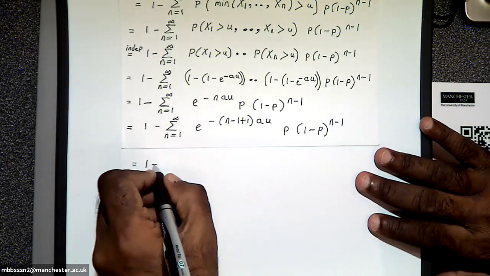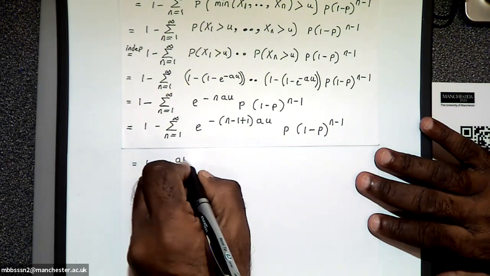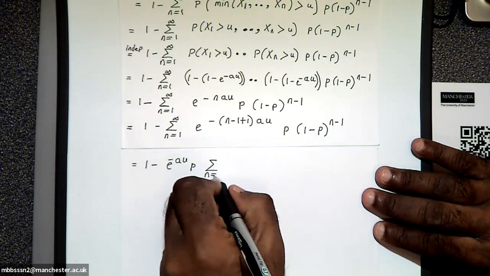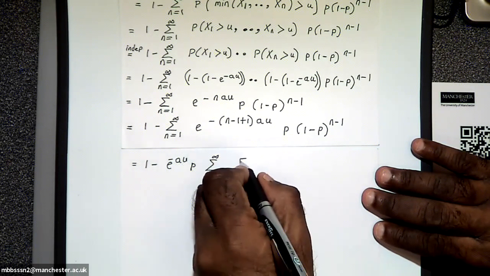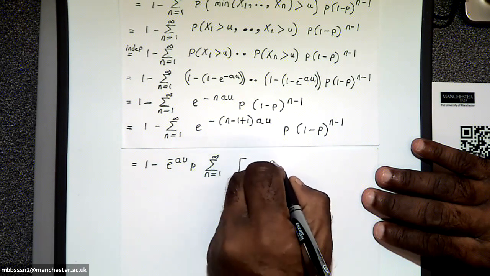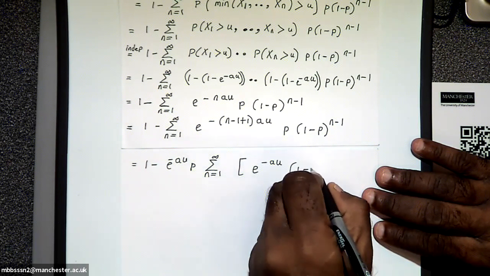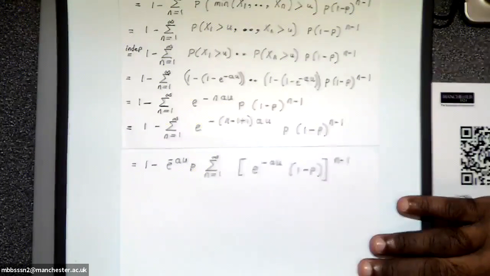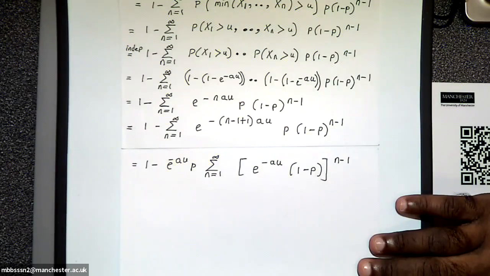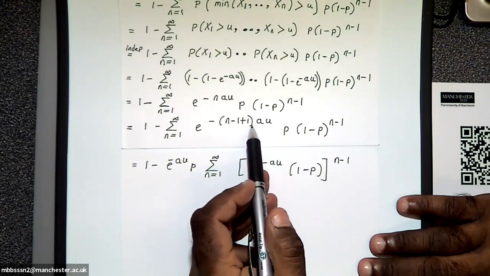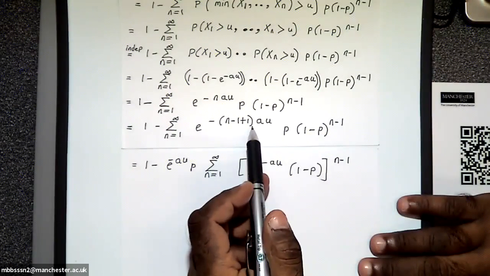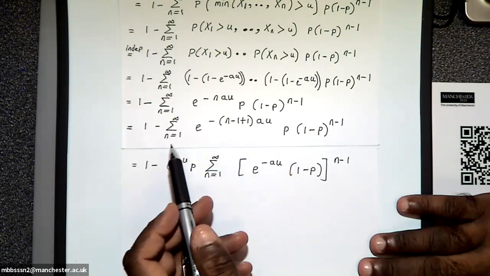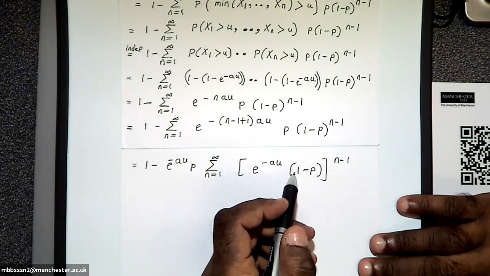this to be equal to 1 minus e to the aU times p. Then in brackets, you have, you see what I've done. There are 3 terms here. I've taken the last term outside of the summation, and also I've taken the p outside of the summation. So you end up with this.